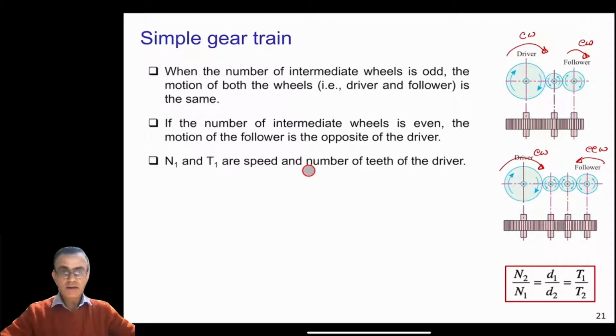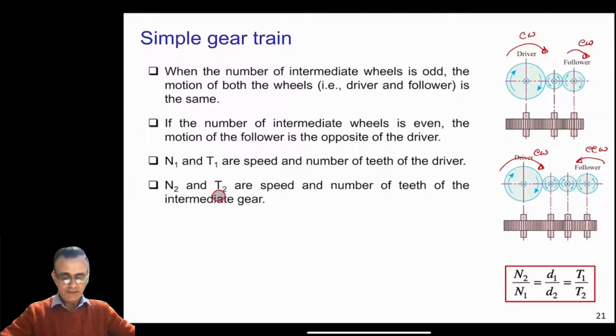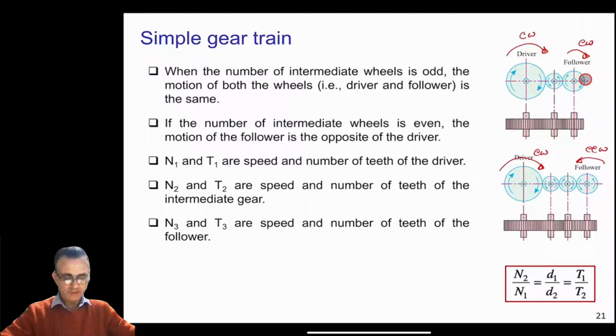Now, suppose we want to calculate the angular velocity of the follower, if you know the number of teeth of all the gears and the angular velocity of the driver. So first you will assume that N1 and T1 are the speed and number of teeth of the driver. Similarly, N2 and T2 are the speed and number of teeth on the intermediate gear, which is this one here. If you consider this is our 1, this is our 2, this is our 3, then N3 and T3 are the speed and number of teeth on the follower here.